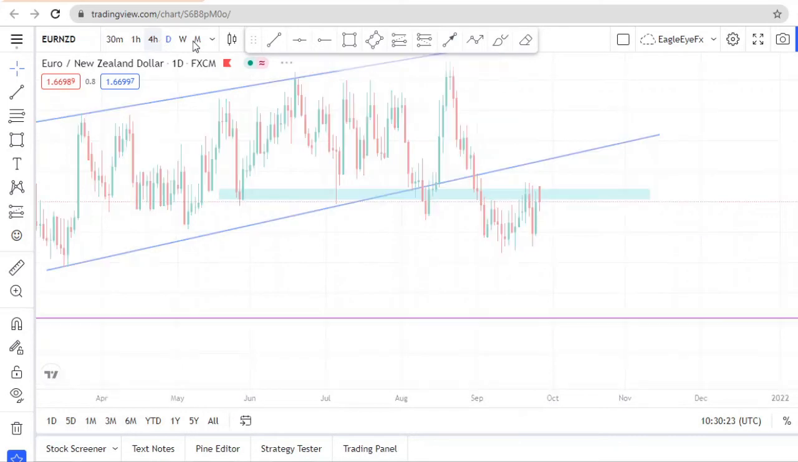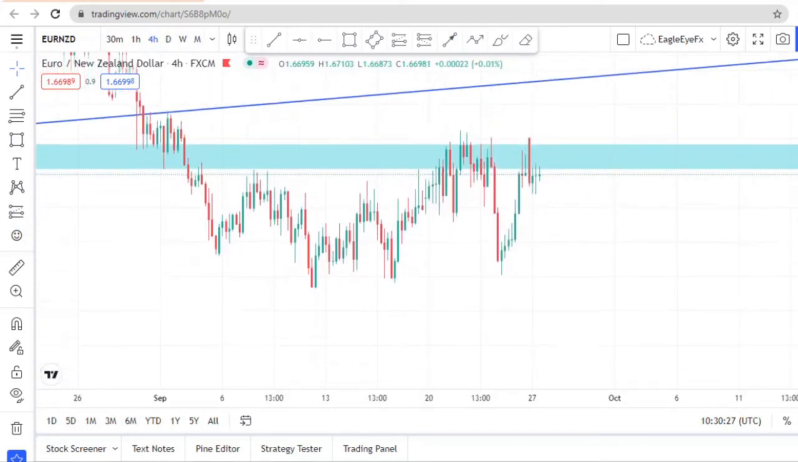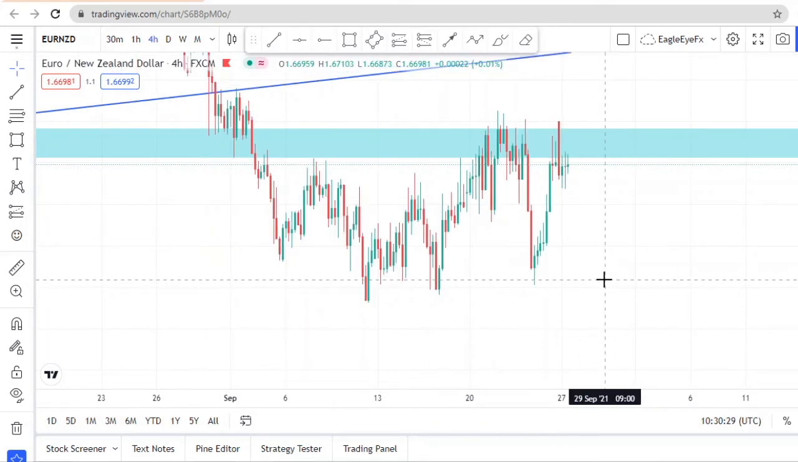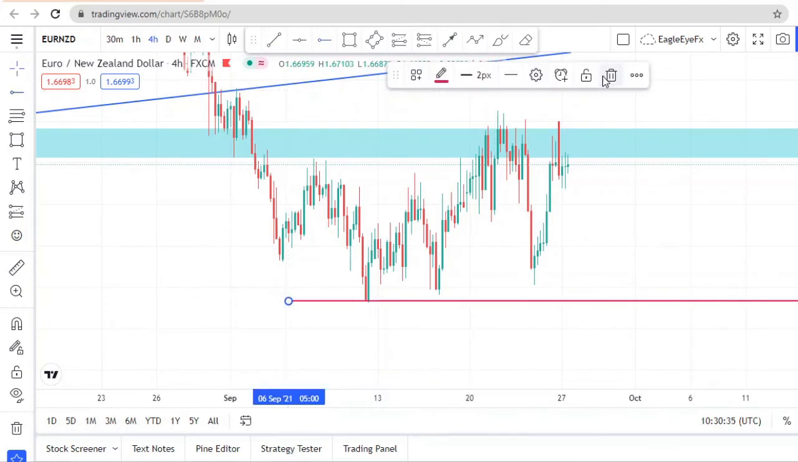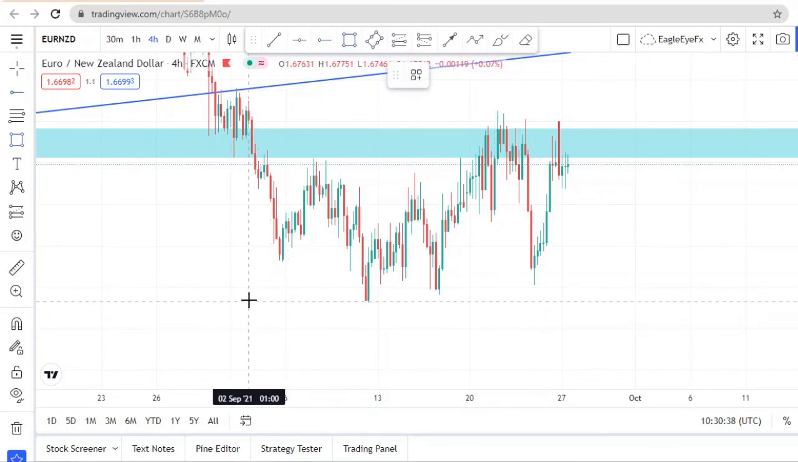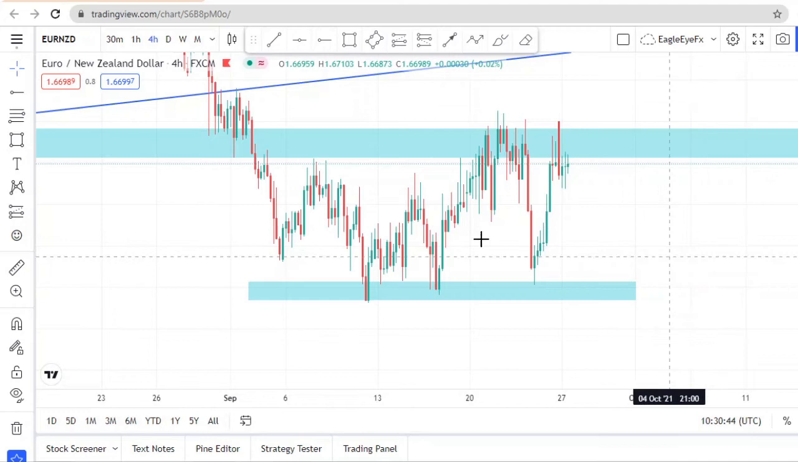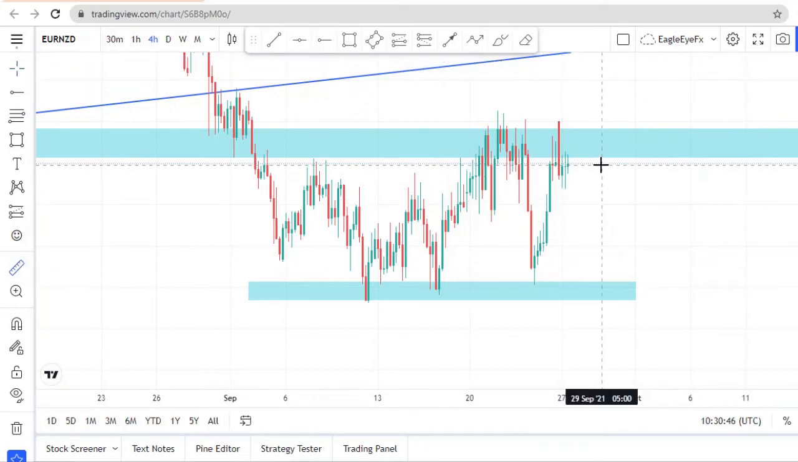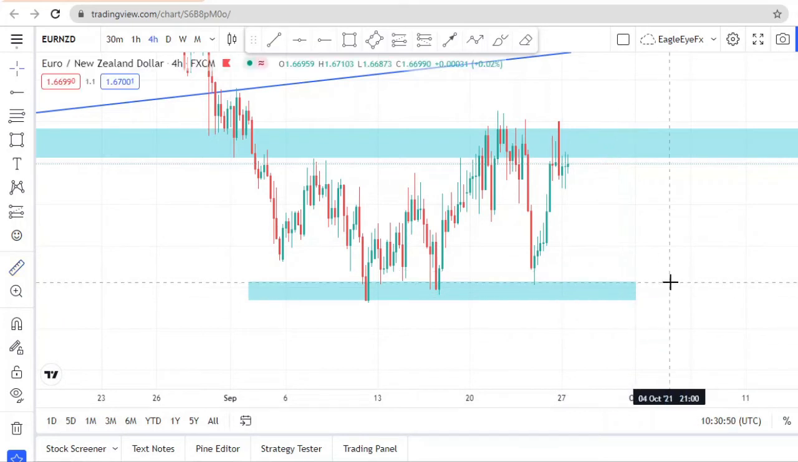So on EURNZD, if I go to the 4-hour time frame, then I can also come and mark here as the lowest place. Okay, let's make that into a zone like that, right? Then now you can see that you can take advantage of this move, which is almost 160 pips.